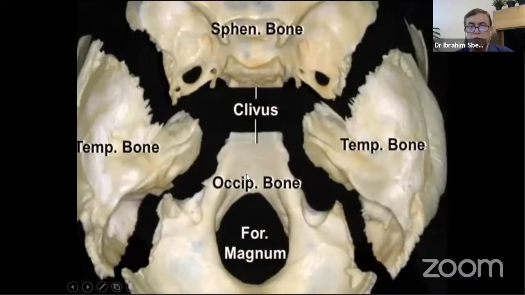This is the sphenoid bone, the occipital bone, and the temporal bone, which make up the communication of these bones here. And the jugular foramen is actually the foramen between the occipital and temporal bone.